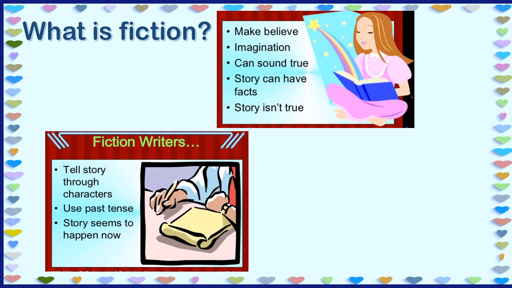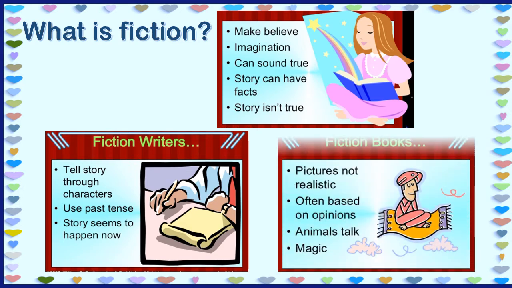The fiction writer tells the story through the characters. You always write in past tense, and you get the feeling that the story could be happening right now. And then in fiction books, we find pictures that are not realistic, like Aladdin flying on his carpet over there. It's often based on opinions. Of course, as we said, it's not true facts. And then you get animals and all different kinds of magical creatures that can talk. And fiction is full of magic.